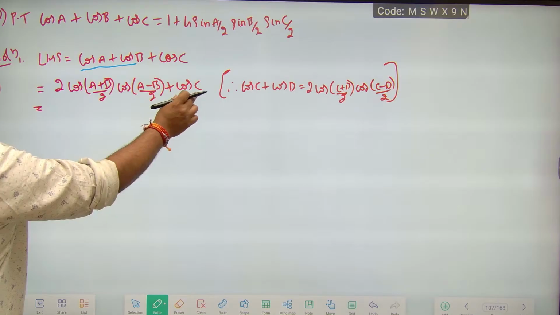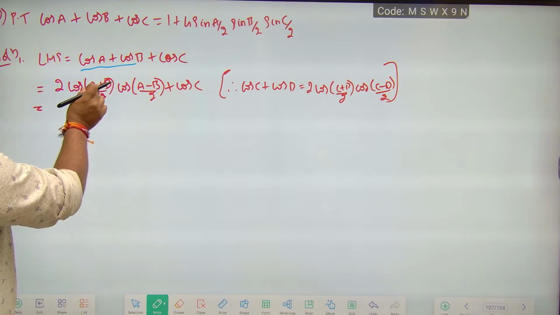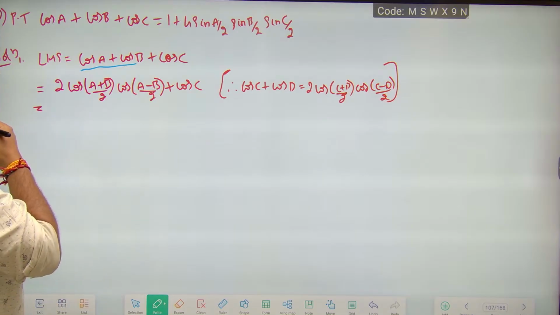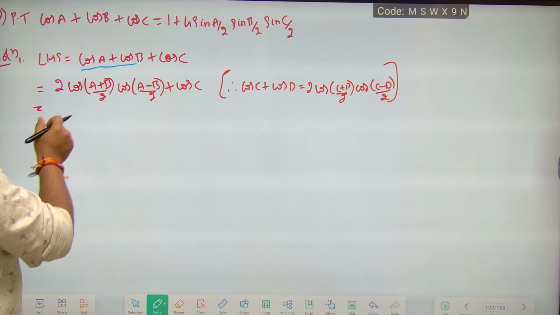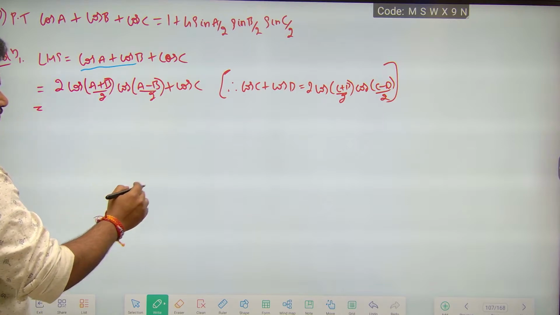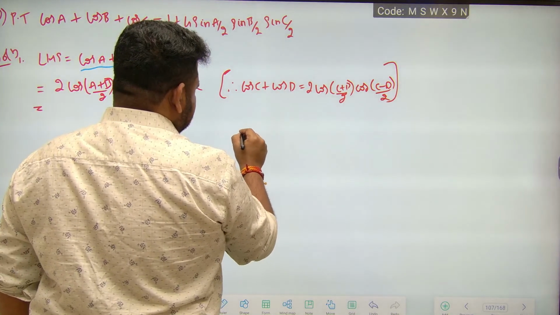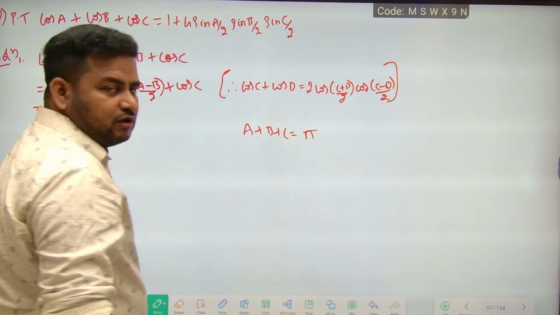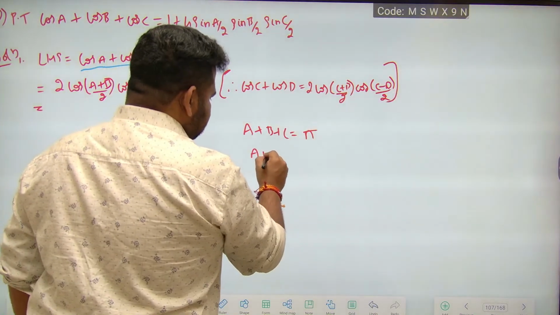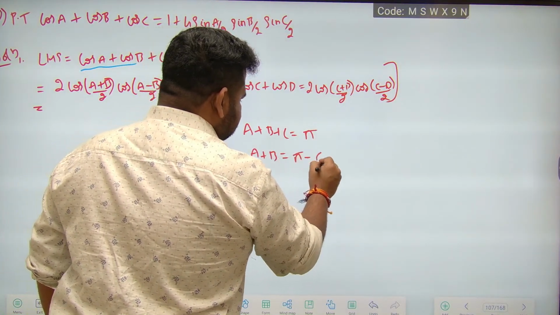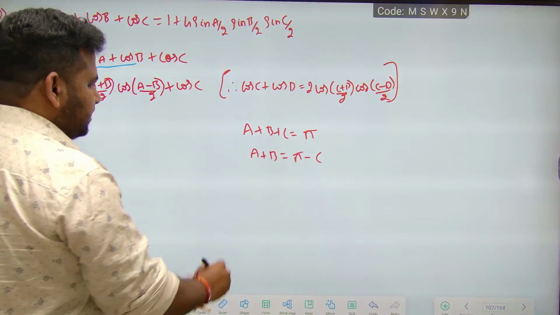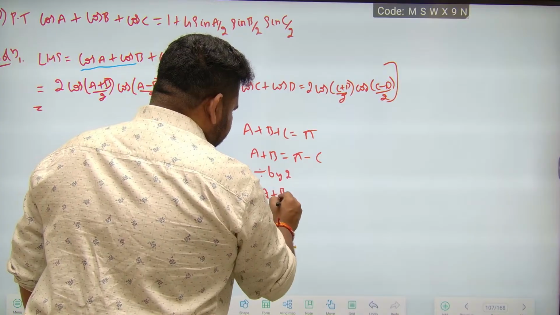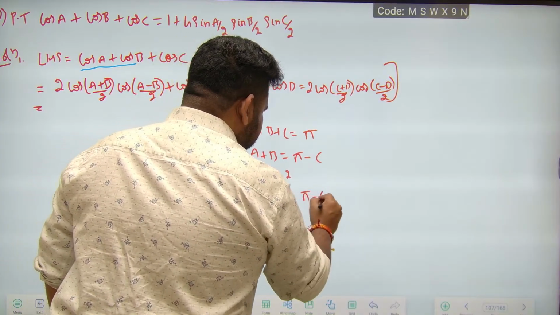Okay, so cos C is there here. So 2 cos (A plus B) by 2. A plus B by 2 can be written as what, friends? See here. Therefore, A plus B plus C is equal to pi. Now A plus B can be written as pi minus C. If I divide by 2, what will I get? A plus B by 2 will be equal to (pi minus C) by 2.